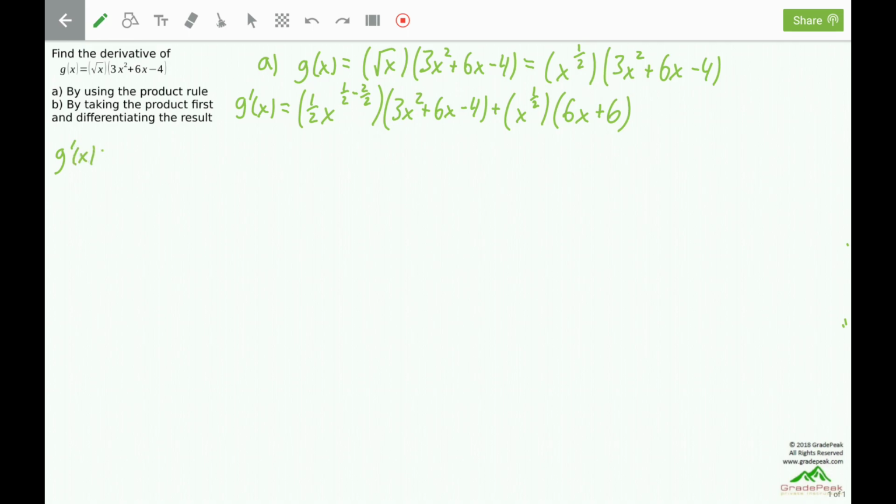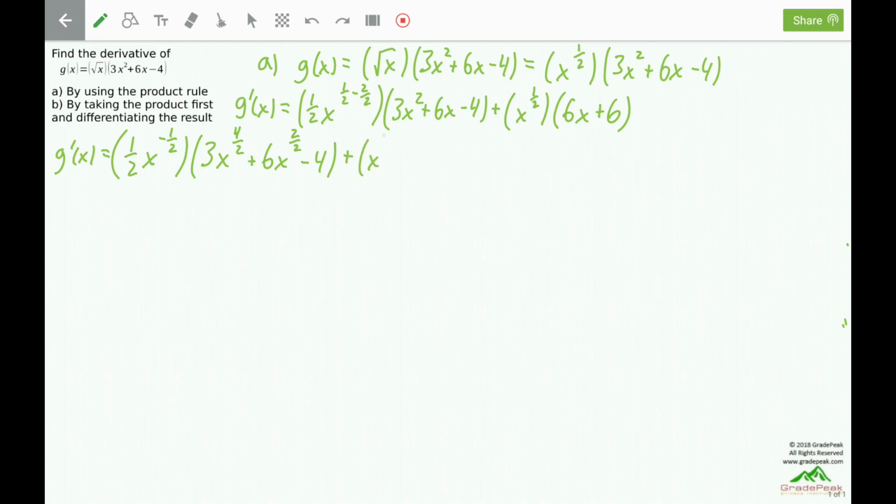So our derivative g prime of x is equal to 1/2 x to the 1 minus 2, negative 1 over 2. We're going to be distributing that in. When you distribute and you multiply x's with different exponents, you add the exponents. Since I'm about to add the exponent of negative 1/2 to the other exponents, I'm going to rewrite these over halves. So instead of 3x to the 2, I'm going to write it as 3x to the 4 over 2. And instead of 6x to the 1, it's 6x to the 2 over 2. Minus 4 doesn't have an x. We'll just leave it the way it is.